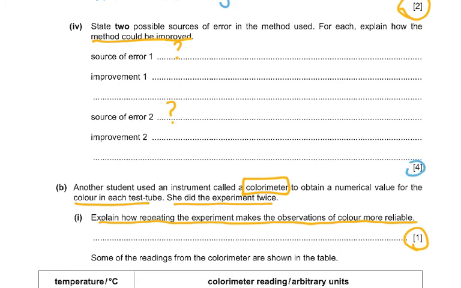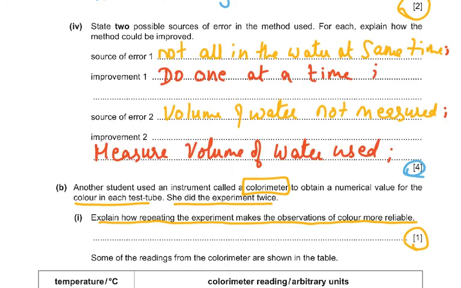Now look at this as 4 marks. So you have to be very careful how you answer this part of the question. This is a very difficult part of the question. Now, when you look at these sources of error, state two possible sources of error. Possibly, they're not all in the water at the same time.